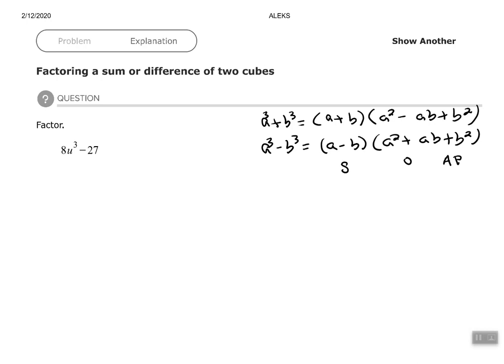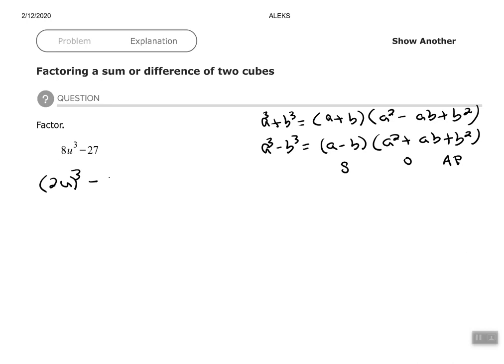Alright, so for this first one here, we have 8u to the third minus 27. First of all, let's identify the cube root of 8u to the third. What do I multiply times itself 3 times to get 8? 2 times 2 times 2: 2 times 2 is 4, times 2 is 8. So 2 to the third power is 8, or the cube root of 8 is 2.